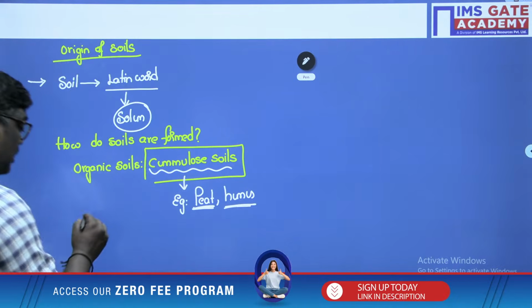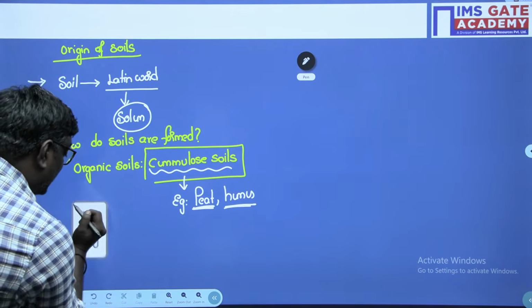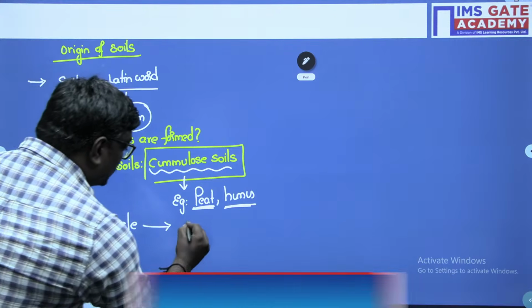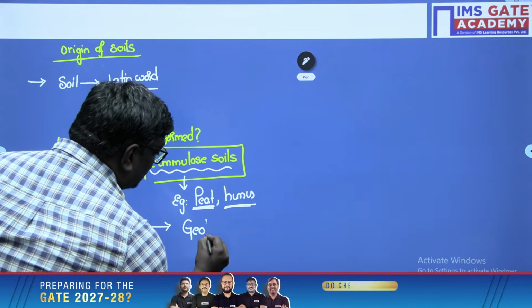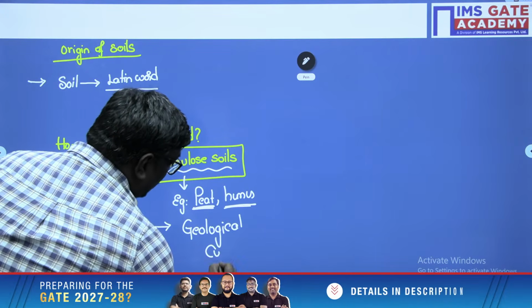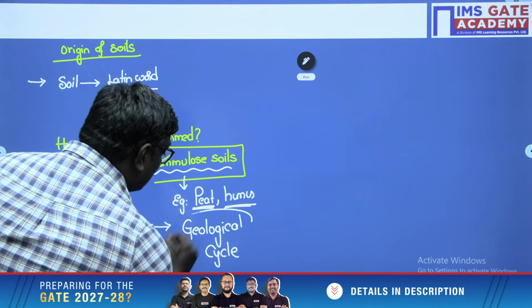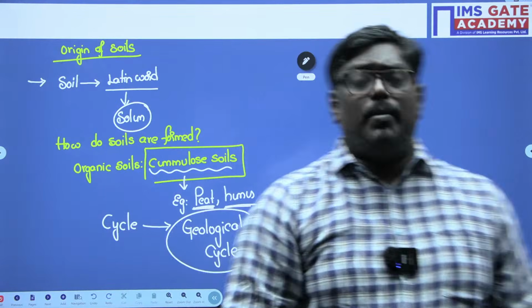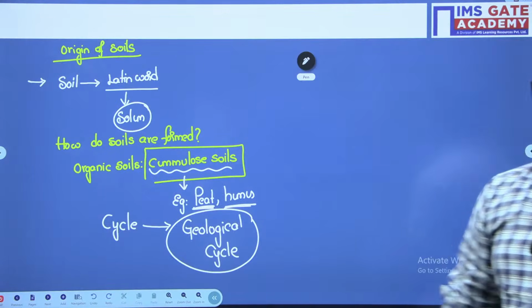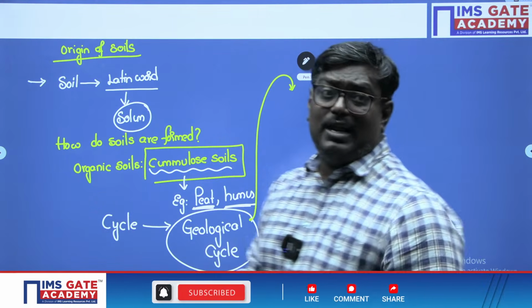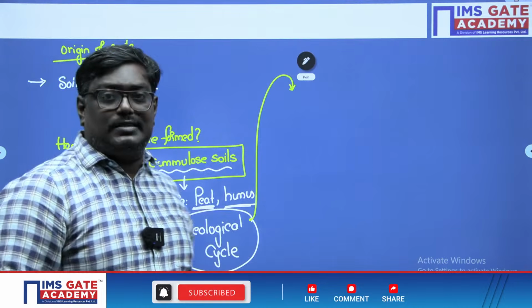So this soil is formed by a cycle, sir. Soil is formed by a cycle known as what, sir? Geological cycle. Because geo means earth, and usually soil will be in the earth crust. So soil is formed by a cycle known as the geological cycle. Now, what are the stages of the geological cycle?